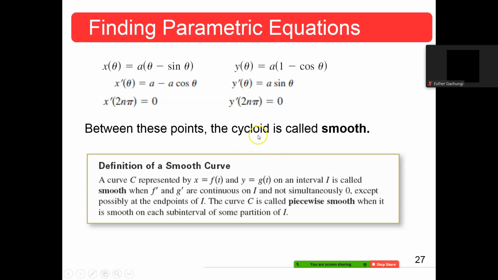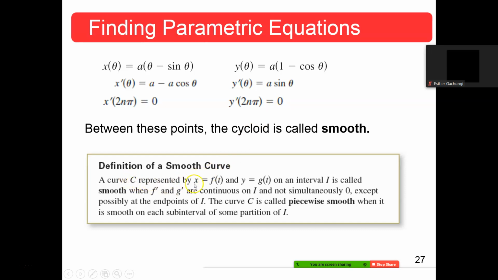So there's your x as a function of theta. There's y as a function of theta. Your x prime, the first derivative of that, is this. The first derivative of this is that. And at theta equals 2n pi, that is 0 and that is 0, because cosine at 2n pi is 1, so this is a minus a, and sine of 2n pi is always 0. Okay, between the points the cycloid is smooth, and here's the definition of a smooth curve.